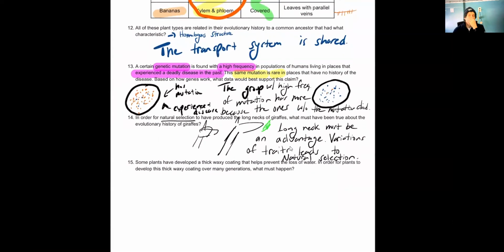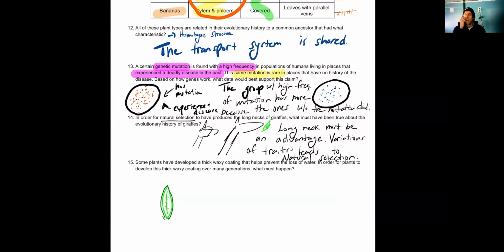Question 15 is a very similar question. I'm just going to write out an idea here and let you finish it up. Some plants have developed thick, waxy coatings that prevent the loss of water over their leaves. So their leaves, I'm going to draw just a leaf here, may have some sort of a waxy coating that covers the outside of the leaf, and it protects the leaf from losing water.